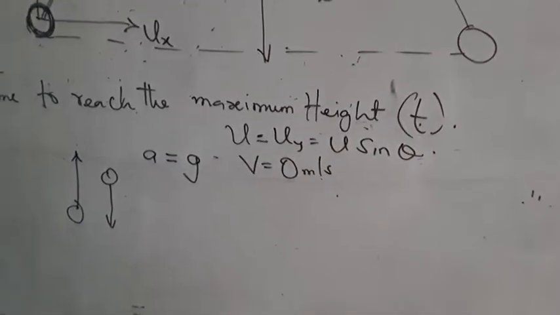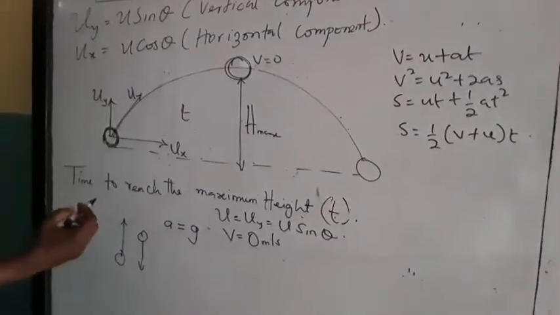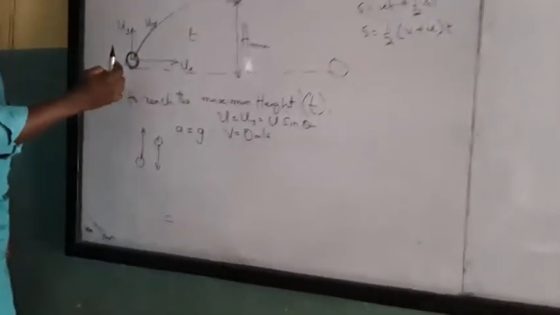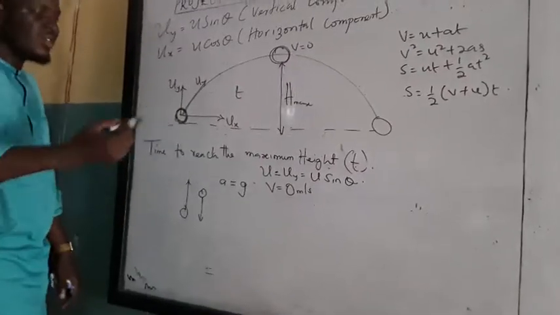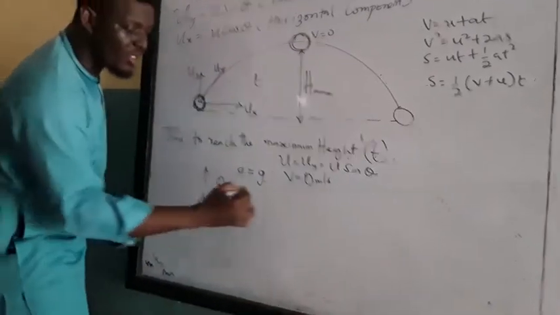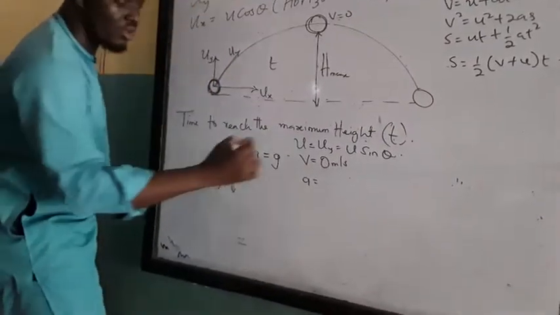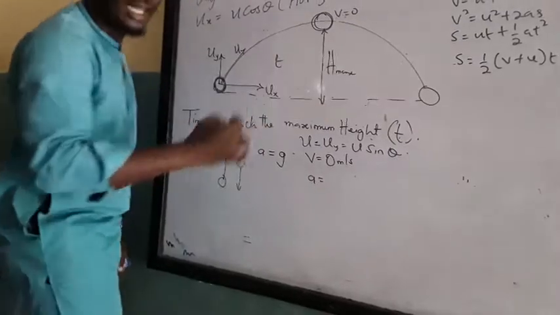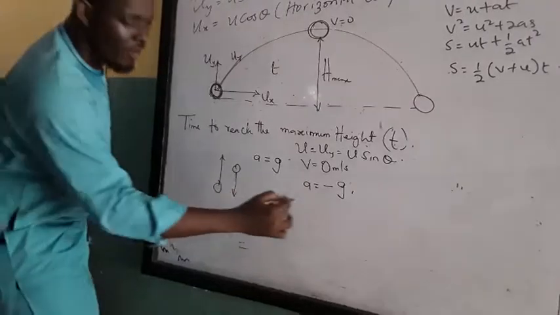Now, our acceleration, because there is a change in velocity. What is the change that is occurring in velocity? It is a decrease in velocity. It is decreasing because it has a maximum and it reduces to zero. So meaning that your acceleration changes to G, because we are dealing with upward motion, and it is a decrease, a retardation. So it is minus G. And we are looking for our T.